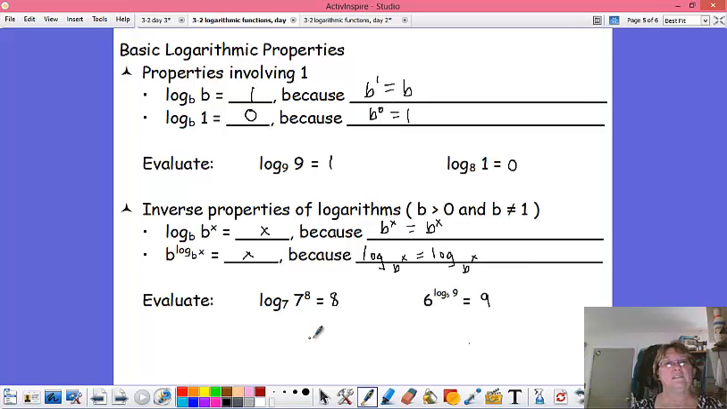So we have just come to the end of today's mini lesson. Tomorrow we'll investigate these properties in class. Right now, I need you to try the U-try.